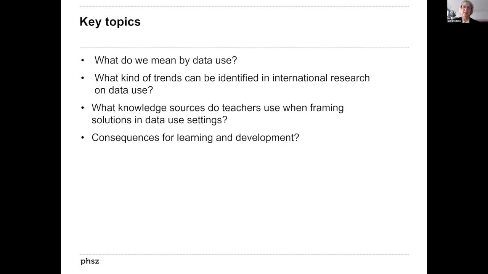Then I want to focus a little bit on an empirical study in the Norwegian context, where we studied what kind of knowledge sources do teachers use when they, in meetings, frame solutions to problems. And they then use and interact with data. And then in the end, I want to address some consequences in terms of what kind of conditions we create for learning and development in schools.